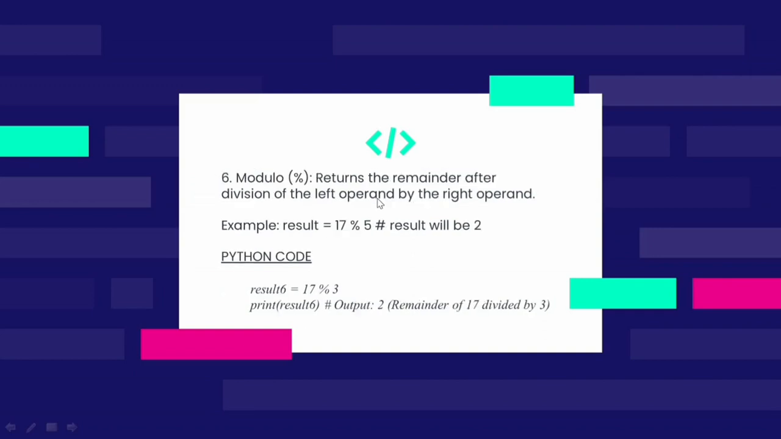The modulo operator (%) is a mathematical operation that returns the remainder of the division of the left operand by the right operand. It is represented by the percentage symbol. In this example, 17 is the left operand and 5 is the right operand. When 17 is divided by 5, the result is 3 with a remainder of 2. Therefore, 17 % 5 evaluates to 2, which is the remainder.